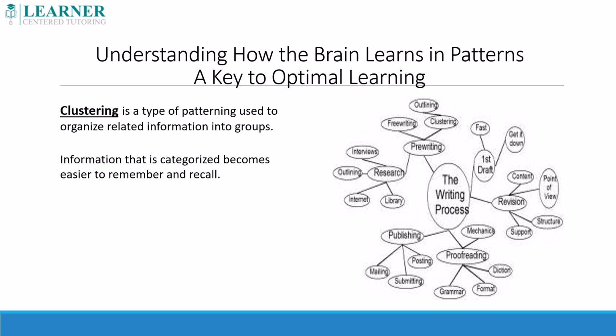Clustering is a type of patterning used to organize related information into groups. See the image on the right side of your screen. This visual representation of a cognitive map illustrates clustering. Information that is categorized becomes easier to remember and recall.